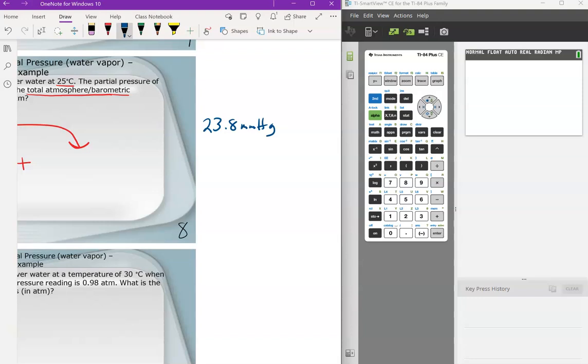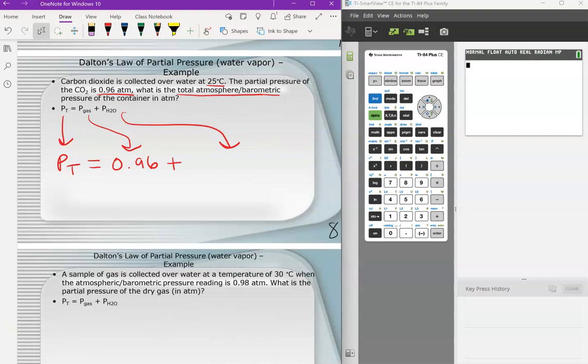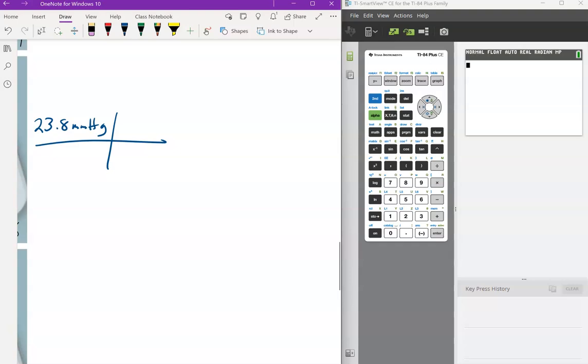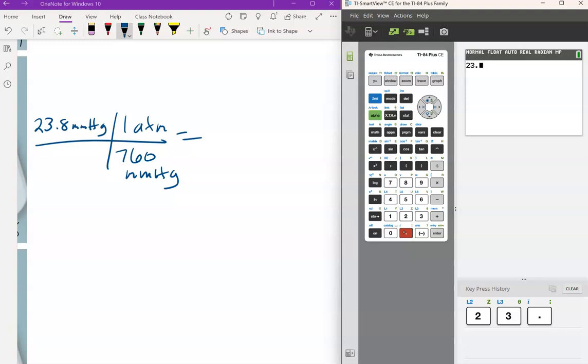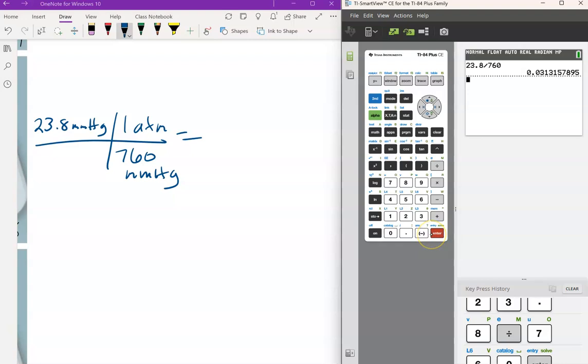However, the gas needs to be in atm because this one's already in atm, and we need our answer in atm. So we need the pressure of the water vapor to also be in atm. I'm going to go ahead and convert this into atm. Remember that 760 mmHg equals 1 atm, and you can always look that up on the equation sheet that you're provided. So I'm going to go ahead and do the math for that.